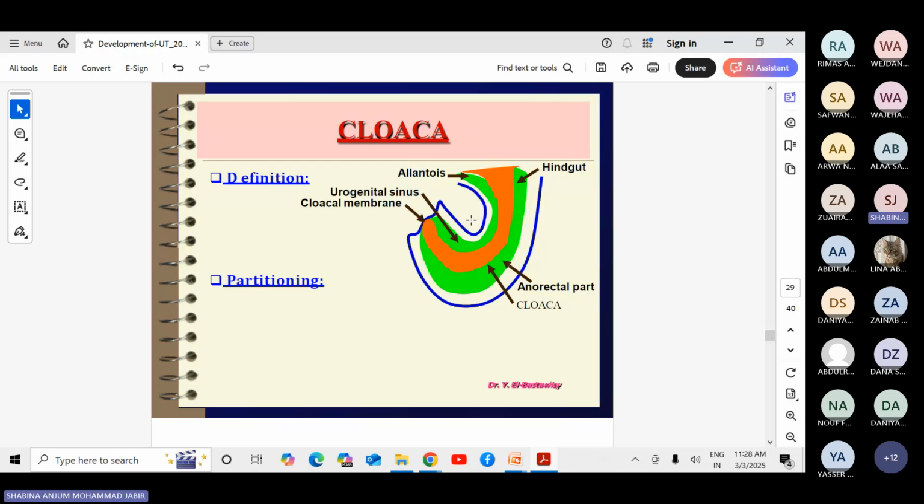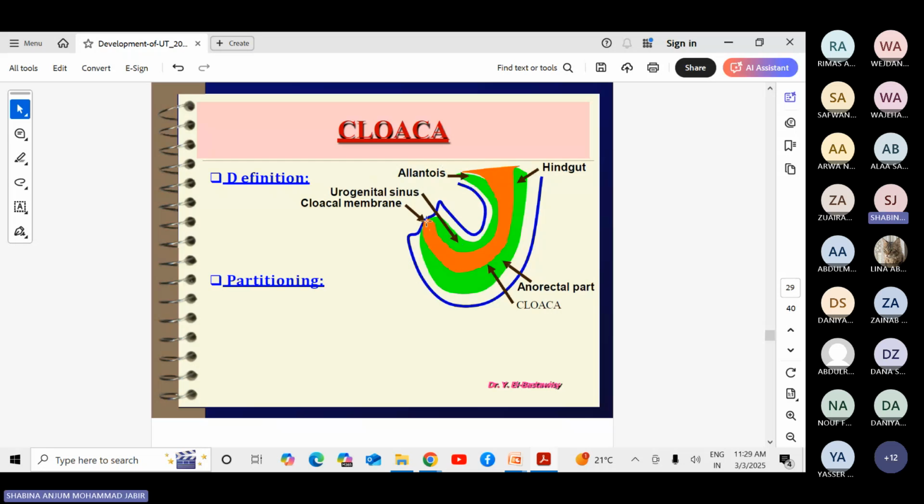Finally, the cloaca also will be partitioned. There will be partitioning of the cloaca, which will form the anorectal part and the urogenital sinus. So the anorectal part will form the anus, the upper part of the anal canal and rectum. The urogenital sinus will form part of the urinary system and part of the genital system. Now here you can see that this cloaca has a connection with the allantois.